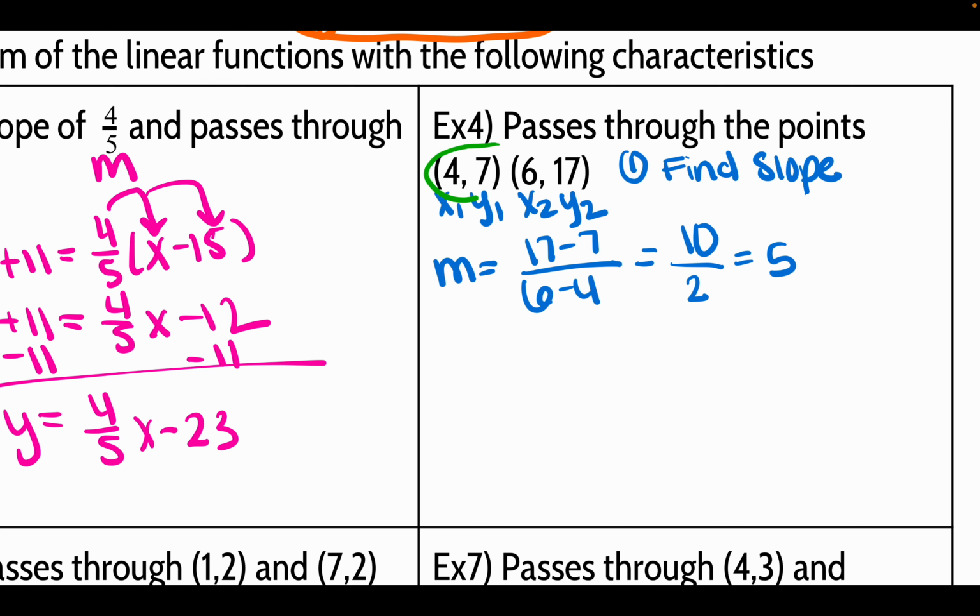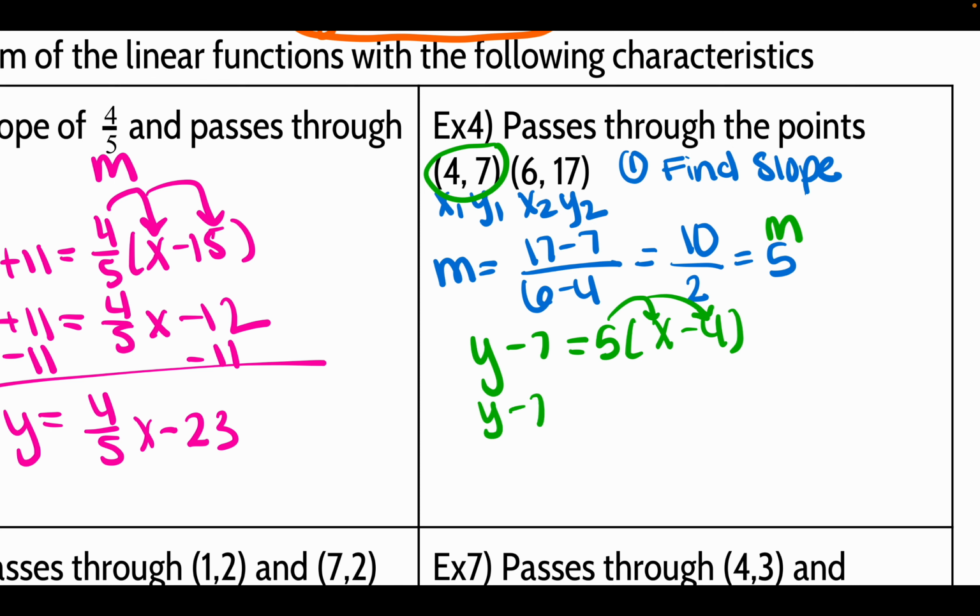So if I just pick this first point, we have our m. So we have y minus 7 equal to 5 times x minus 4. So no double negatives to worry about. We can go straight into distributing. So y minus 7 equals 5x minus 20.